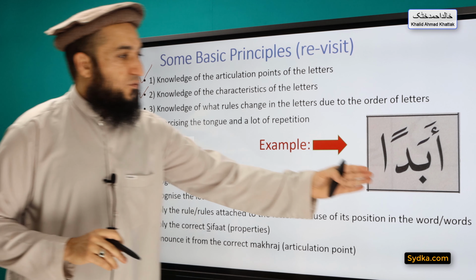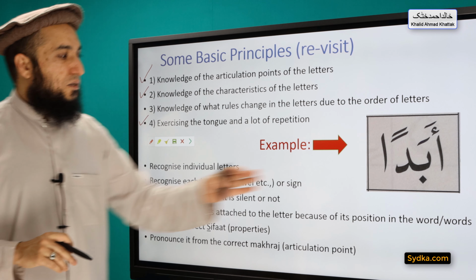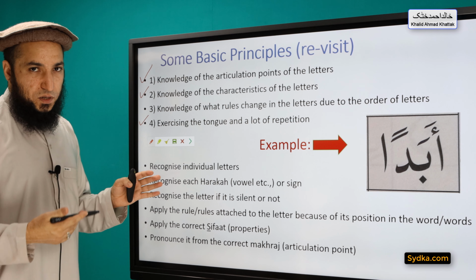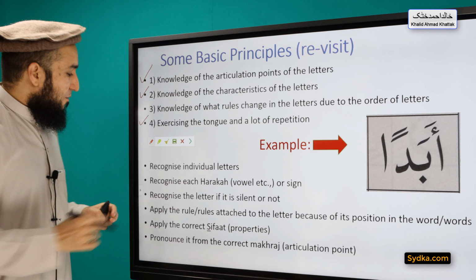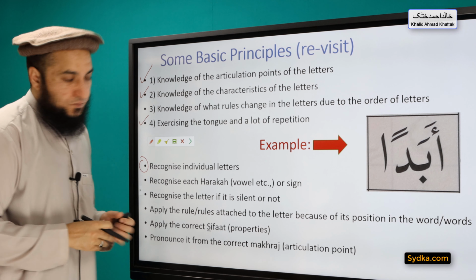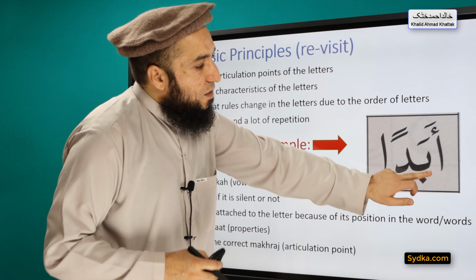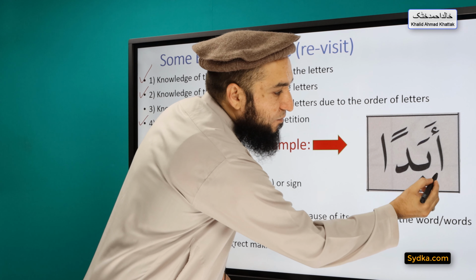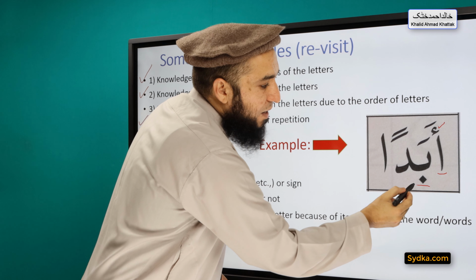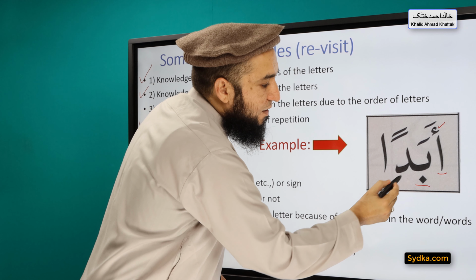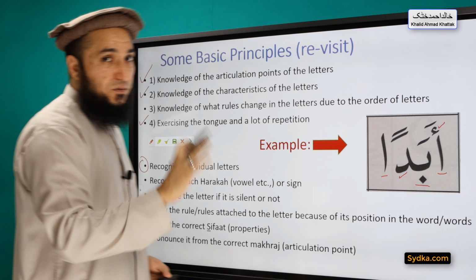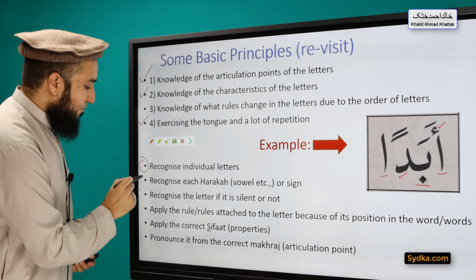So if we are given a word, we have to apply these steps to make our reading or recitation easy. The first one is recognizing individual letters. If we go to here, the first one is alif, second one is hamza, third one is ba, next one is dal, and the final one is alif. So we recognized individual letters, step 1.